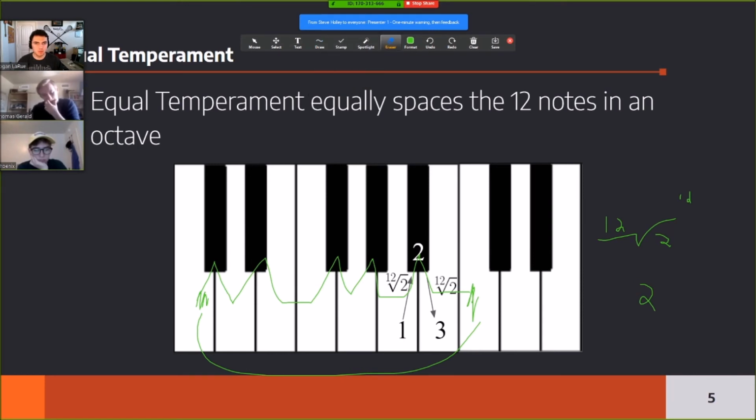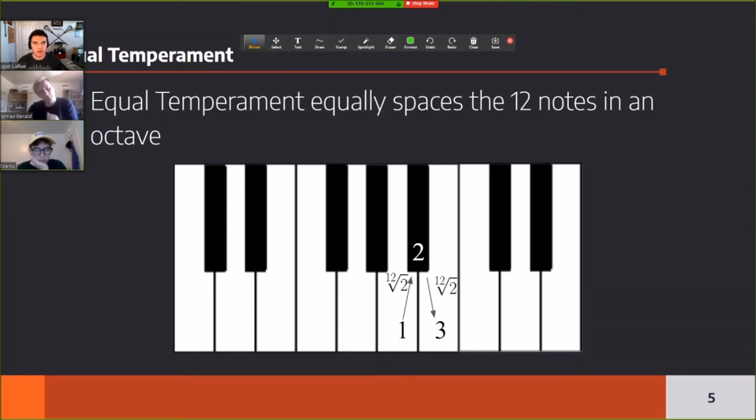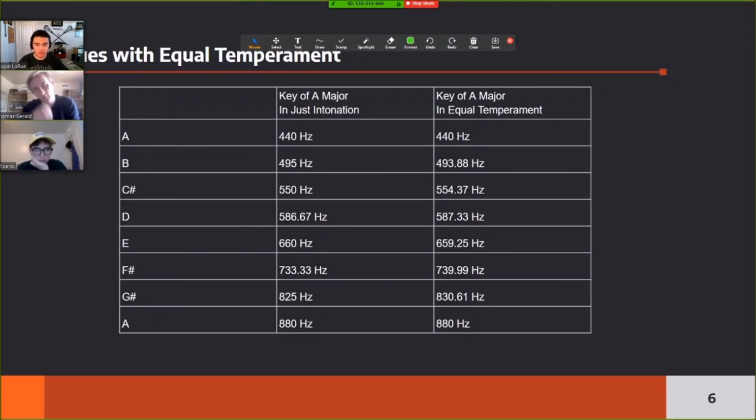Even though we use equal temperament, it does have its issues. The biggest issue with equal temperament is that it's always slightly out of tune. If we look here, these are the frequencies of an A major scale in just intonation, and this is the key of A major in equal temperament. Just intonation is, I guess, perfect in the given key because it works off of the overtone series. But if we look at it compared to equal temperament, they're slightly off. For example, in the key of A major in just intonation, B is 495 hertz, but in equal temperament, it's 493.88. So it's slightly off, and as musicians, we can sometimes hear that.